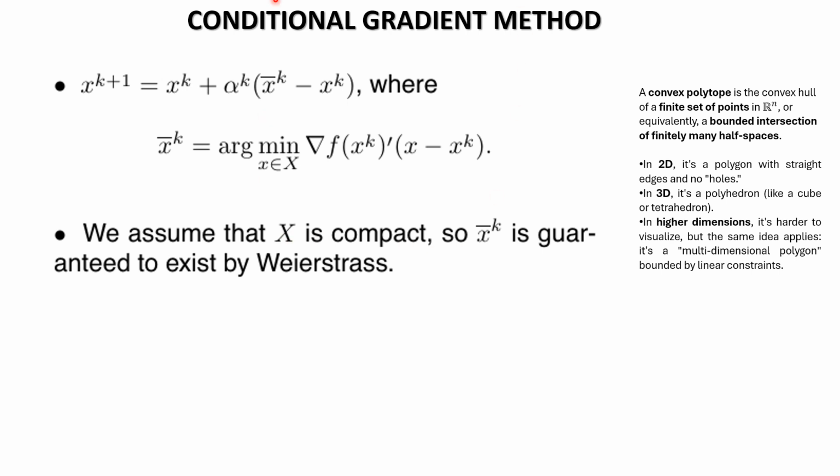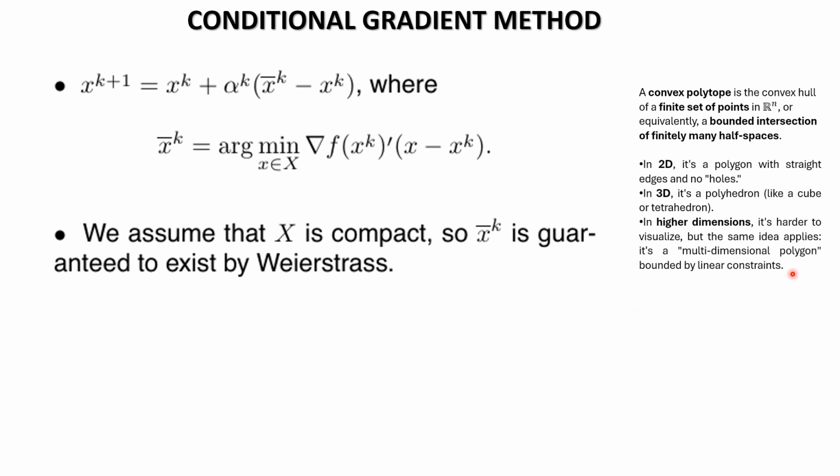So, to summarize, x bar k solves a linear subproblem at each step. The update x_{k+1} ensures feasibility. Compactness of X ensures that x bar k always exists due to the Weierstrass theorem.